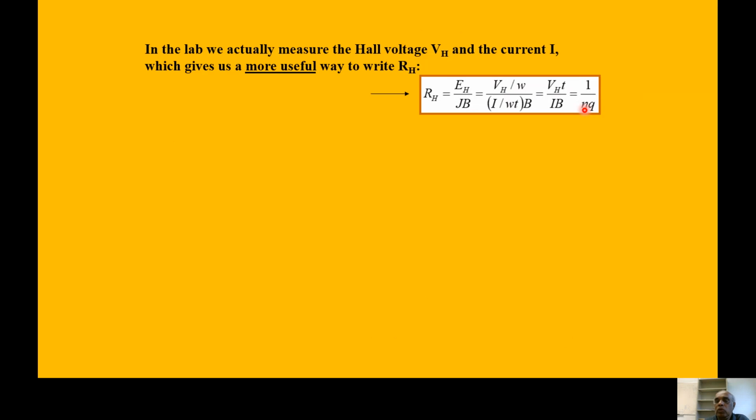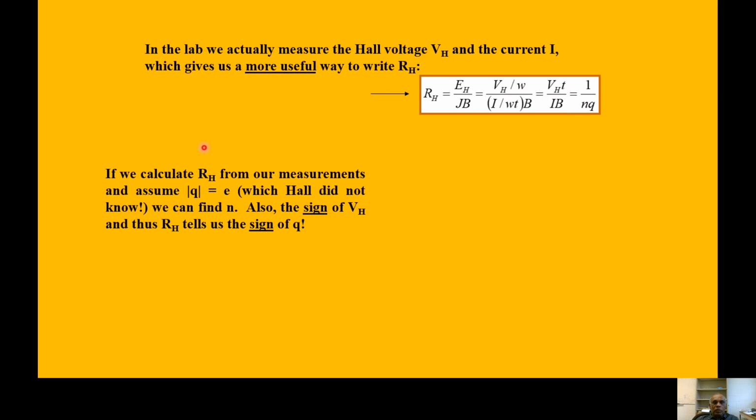So you can see when your charge density is high, your VH is going to be very small, right? That's why the metals have very high charge density. That means your Hall voltage is very small. So like I said before, RH determines the sign of your charge.